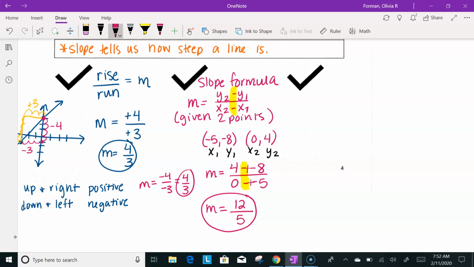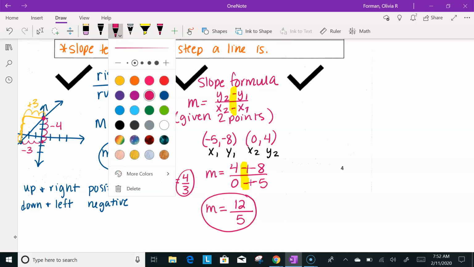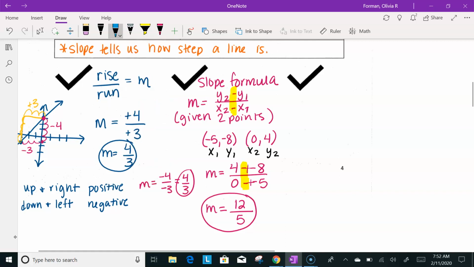Okay, so visually you can find the slope using rise over run. You can use the slope formula if you're given 2 points, or if you find 2 points on the line you want to use. The last thing is just using something that I call change in y over change in x. And what it is that I take 2 ordered pairs. Say I take that same ordered pair grouping that I had in the last example. So -5, -8, and I take 0, 4.